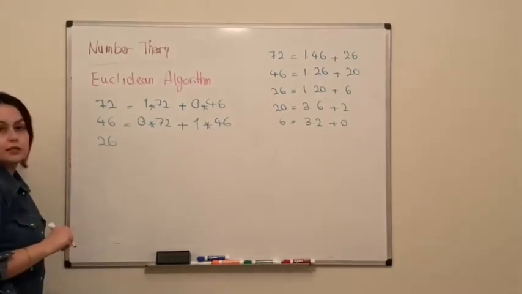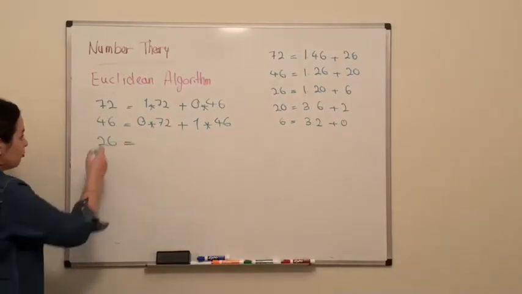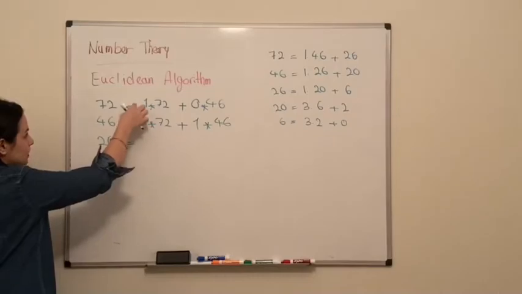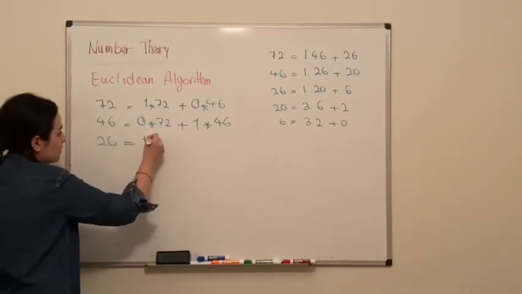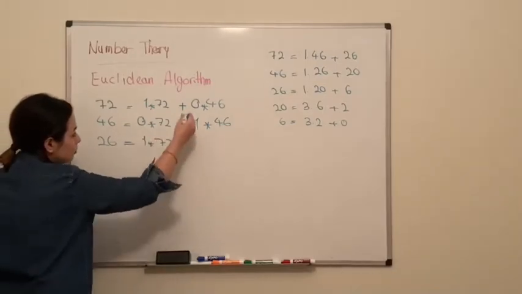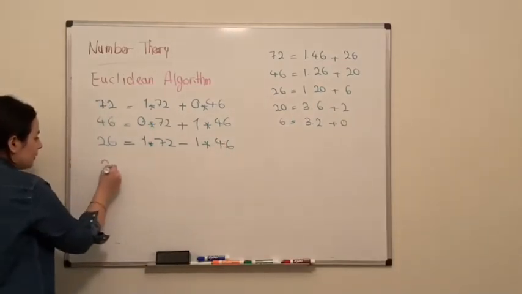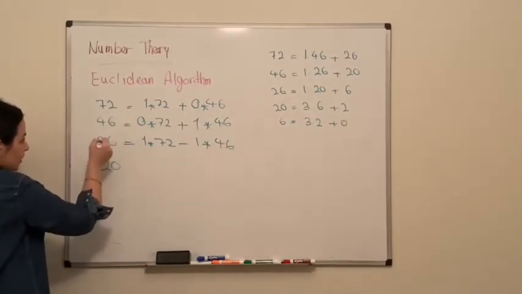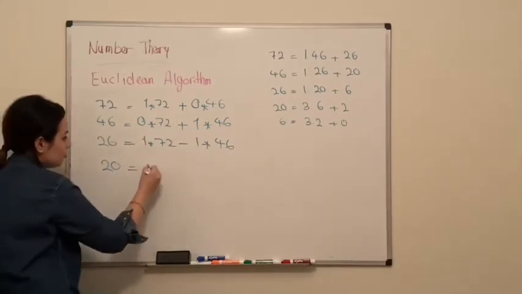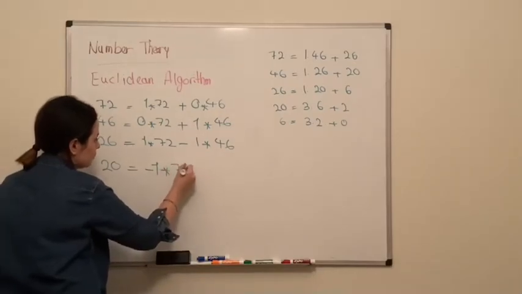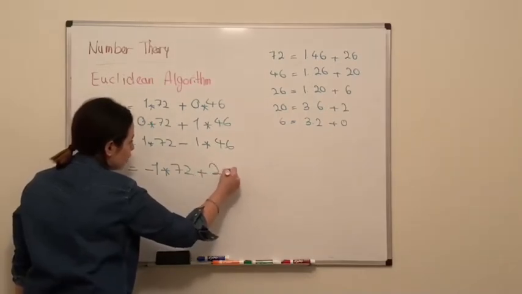Next, I want to write 26, which is the subtraction of these two, and I know it is like this, 72 minus 46. So I can say it is 1 times 72 minus 1 times 46. And then for 20, which is the subtraction of these two, I can write it as this minus this, which is negative 1 times 72, and this minus this, which is plus 2 times 46.